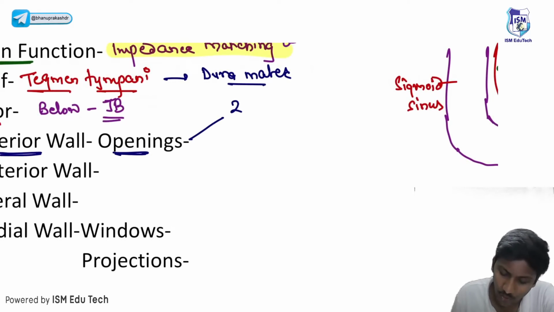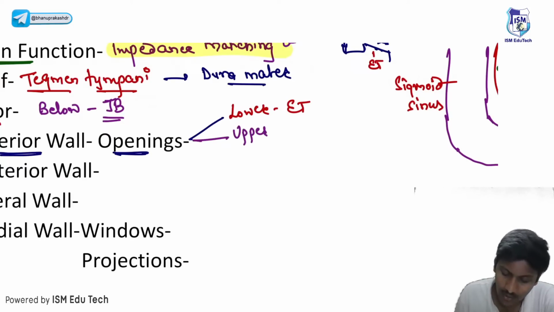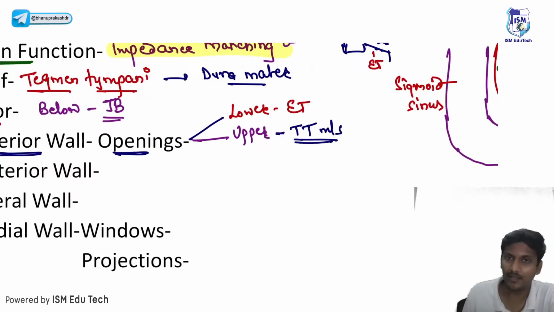One opening, which I have been drawing for a longer period of time now, connects the middle ear to the nasopharynx. What is this opening called? The lower opening is for the auditory tube, also known as the eustachian tube. The upper opening, please remember, is for the entry of a muscle. Which muscle enters from here? It is the tensor tympani muscle.